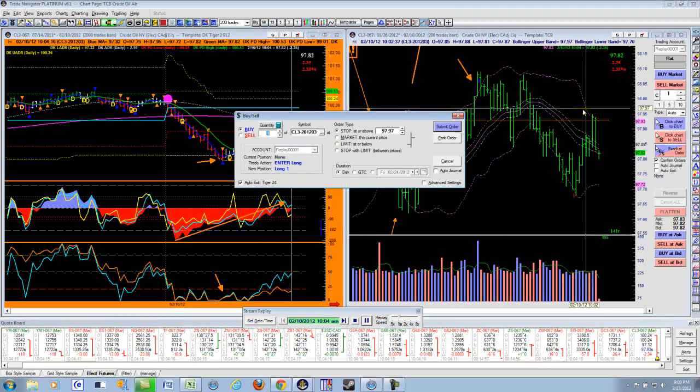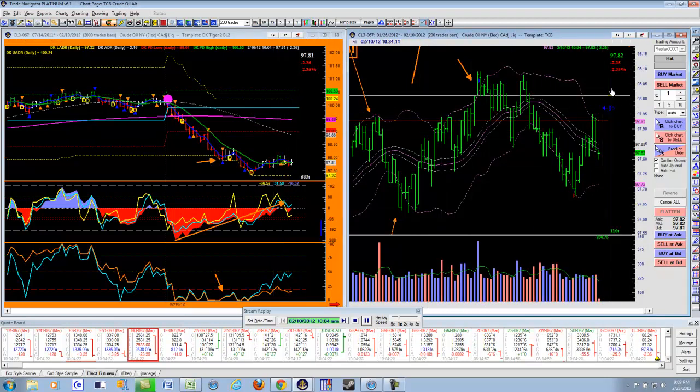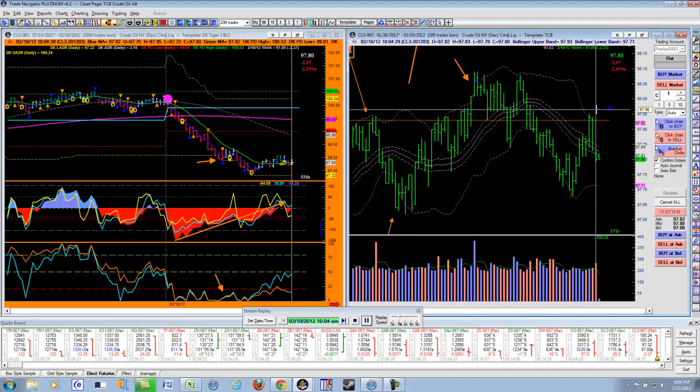This is where I want to be. I want to be long in this area. This is where I find value, at that 97.97 mark. Now I could be obviously wrong, but when you're trying to catch the knife, sometimes the market is going to prove you wrong.